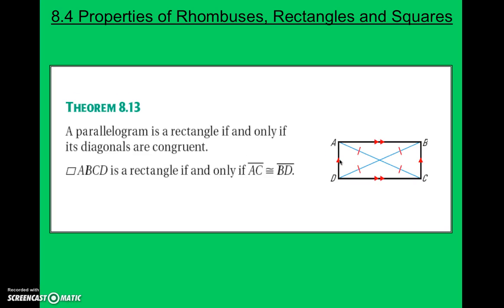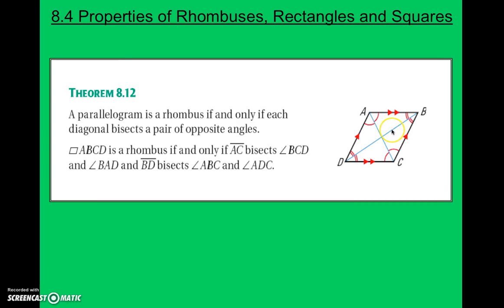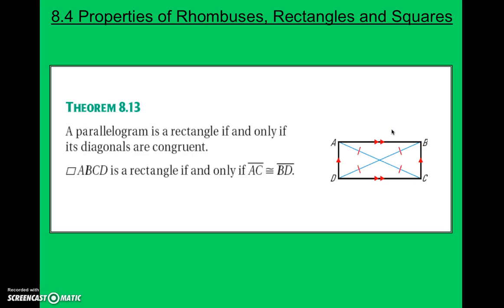So we've now seen that the diagonals are perpendicular, they bisect the opposite angles, and now this is about a rectangle. A parallelogram is a rectangle if and only if its diagonals are congruent. So we know that they bisect each other because a rectangle is a parallelogram and the diagonals of a parallelogram bisect each other. But now it's saying if it's a rectangle, then those diagonals are also congruent.